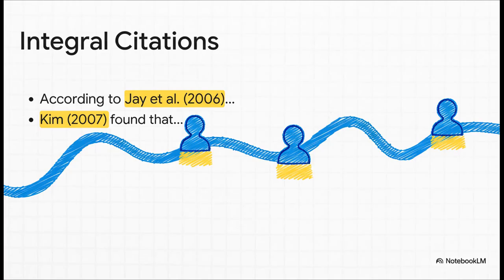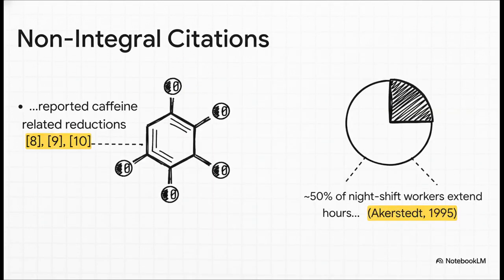Let's look at a few examples of integral citations. Notice how the author's name, like Kim or J et al., is necessary for the sentence to make grammatical sense. It flows naturally right inside the statement. Now compare that to these non-integral examples. Here, you present the information first. The source is then just provided at the end as support. The main star of the sentence is the research finding, not the researcher.